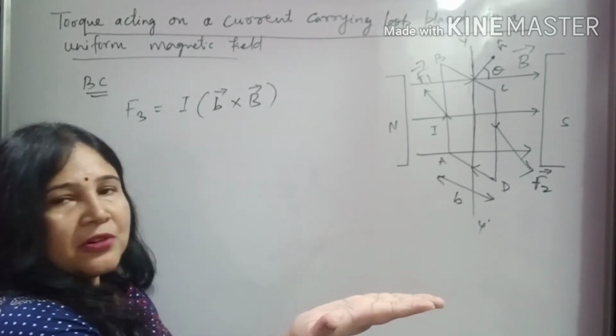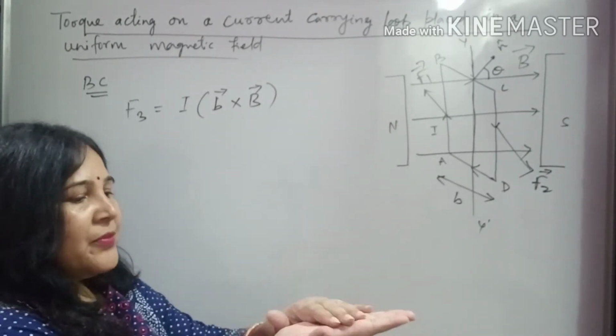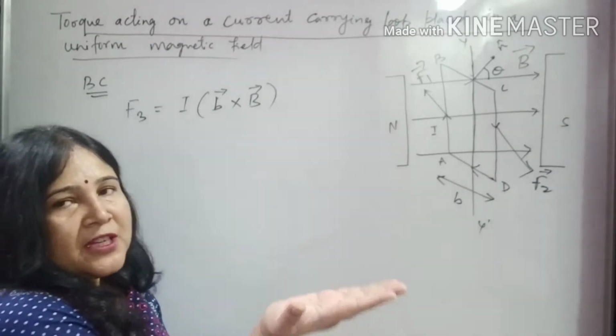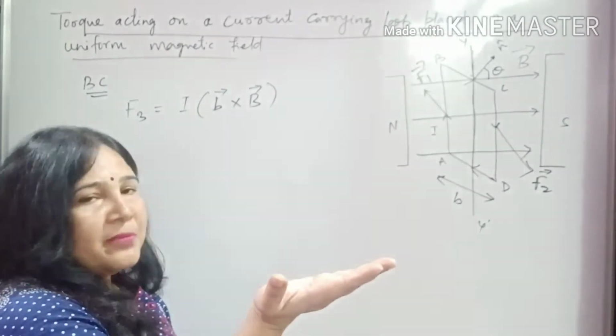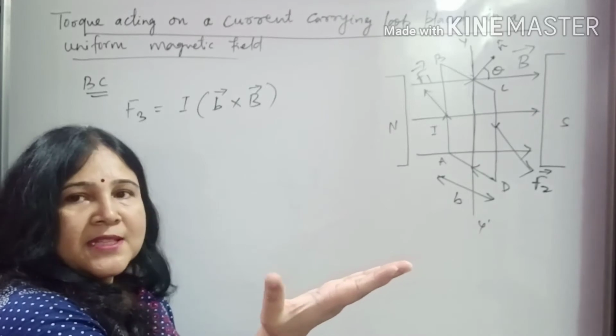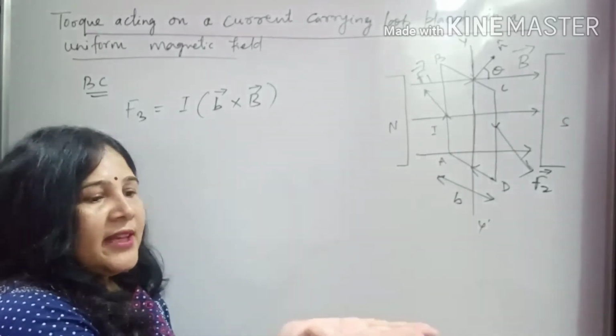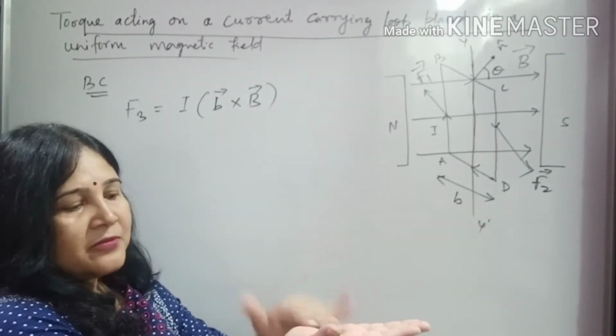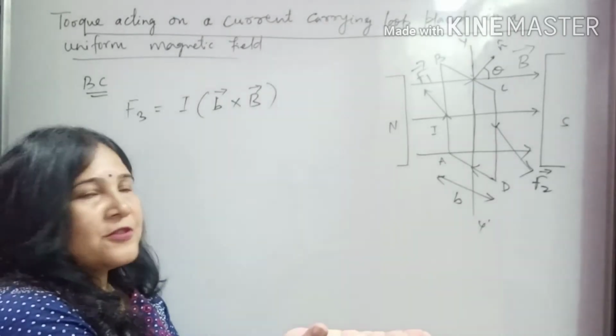If you just stretch your right hand palm, and the stretched fingers indicate the direction of the magnetic field, the thumb indicates the direction of the current, then the face of the palm will be indicating the force direction.